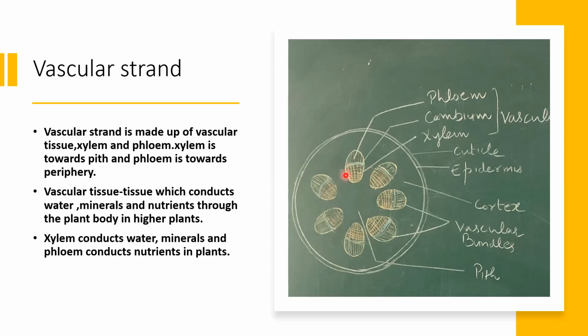Now, each vascular bundle has xylem and phloem. Xylem is pointed toward the pith. Now, this is the outermost layer, epidermis. This part is cortex, and this is the pith. So, xylem is pointed toward the pith, and phloem is facing the periphery part of the plant.